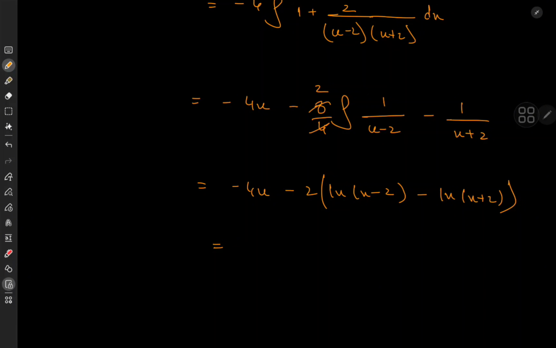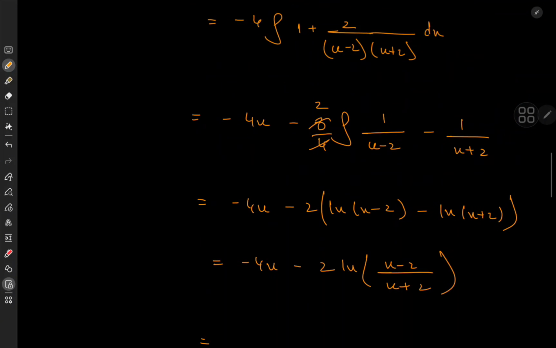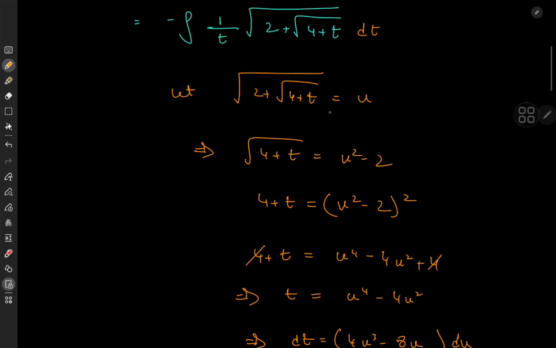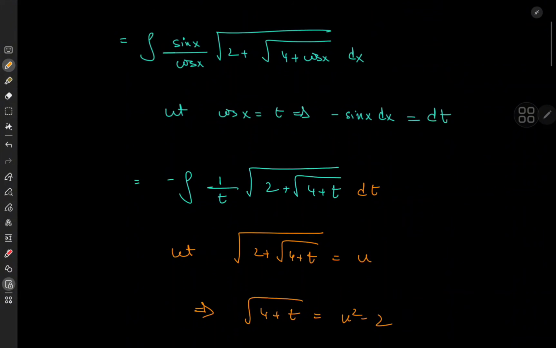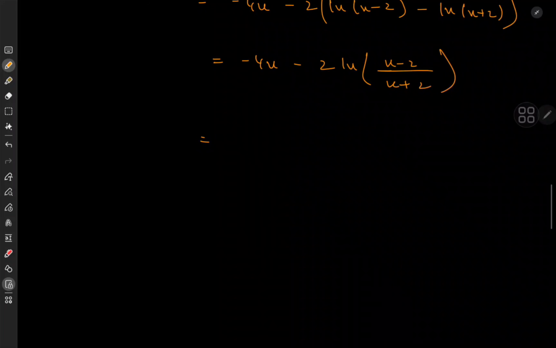And the constant of integration is not required by MIT, so I'm just going to skip it. Negative 4u minus 2 times log of u minus 2 over u plus 2. And of course we can substitute back and write u here in terms of t. U was exactly this square root term, but t here is exactly what we called cosine of x, so I can just write it directly.